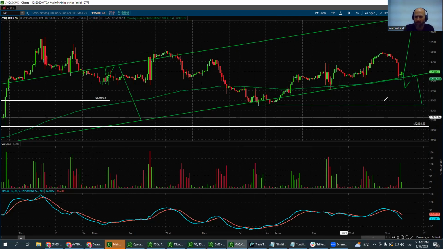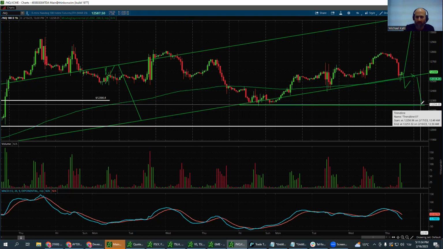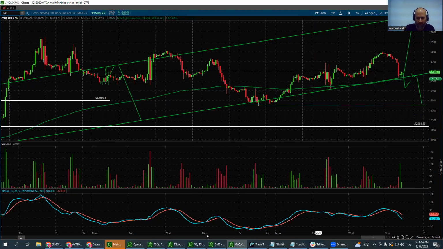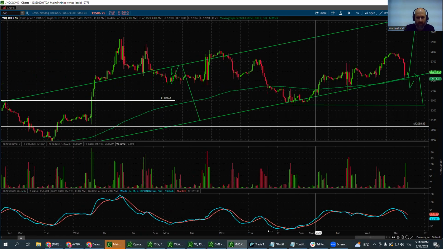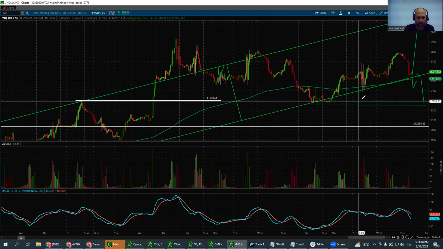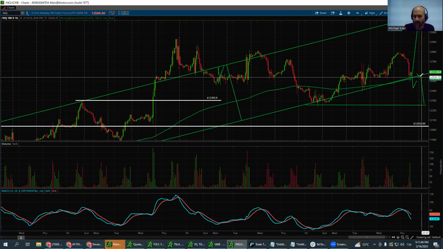place or area that we want to check will be at around 12,200. That's basically a place you should find, the market should find support, and a great place to take some profits off in case you entered that short.